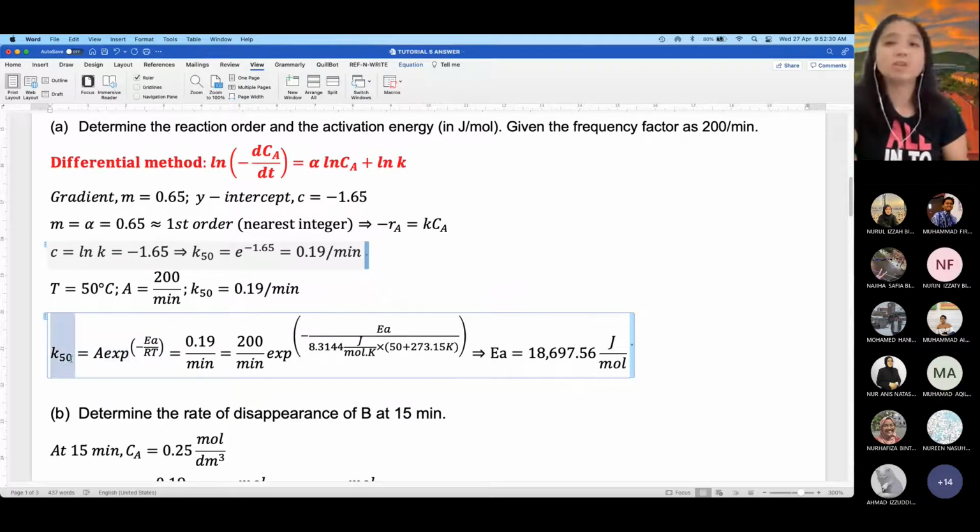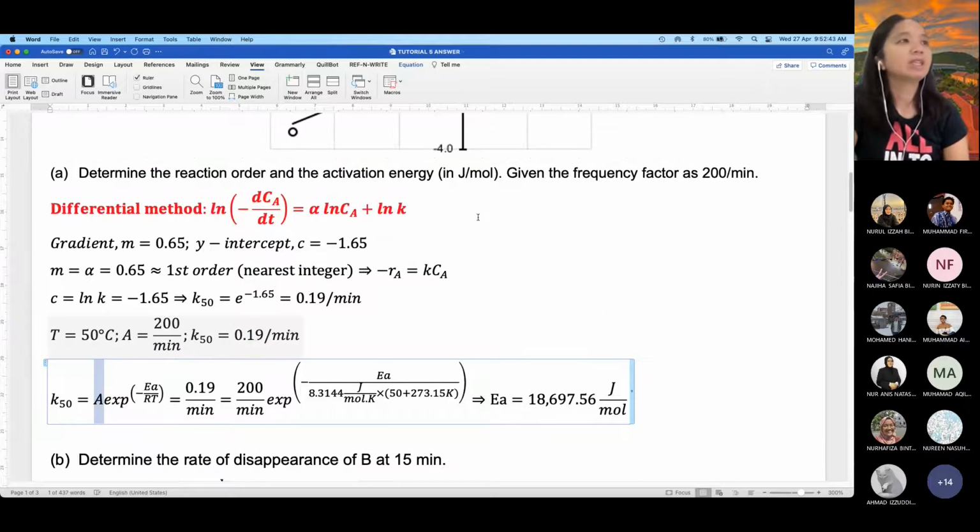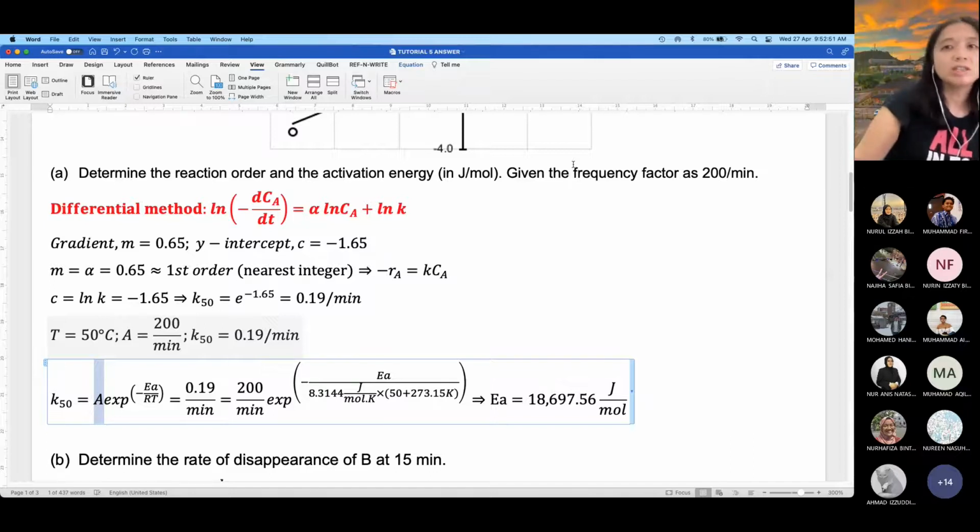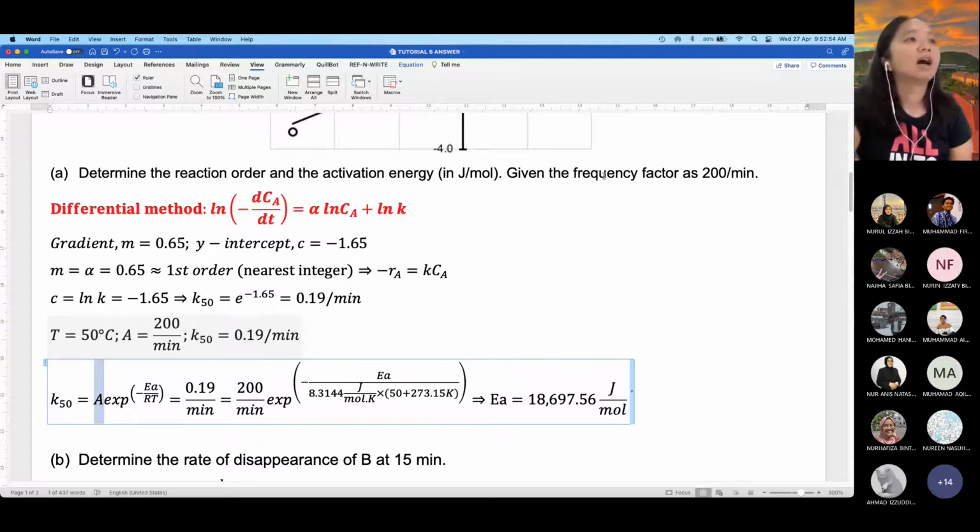So first of all, K. From the plot information, we have already determined K. So K is 0.19, done. Next one, A. A is the pre-exponential factor, sometimes we call it the frequency factor, sometimes the pre-exponential factor. It is still the same meaning. So A is 200 per minute. Next, EA I want to find, so I leave it.